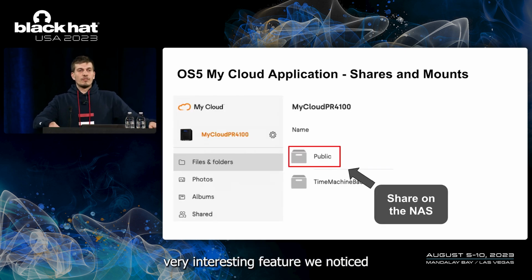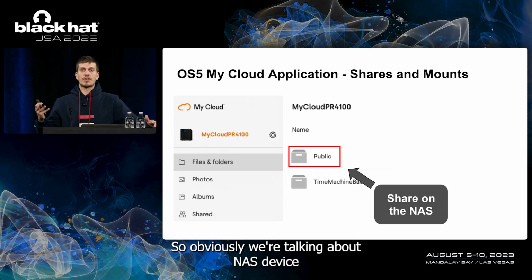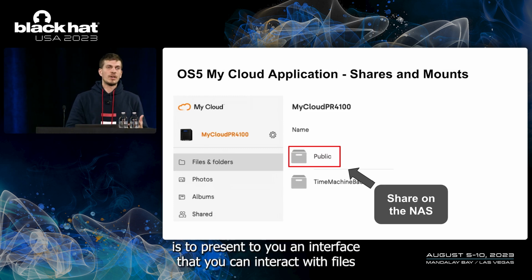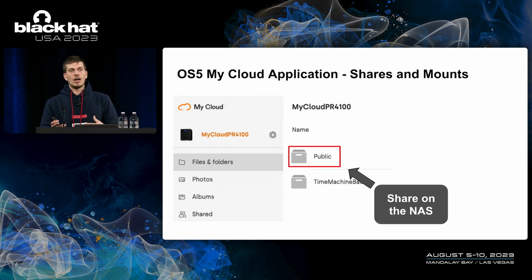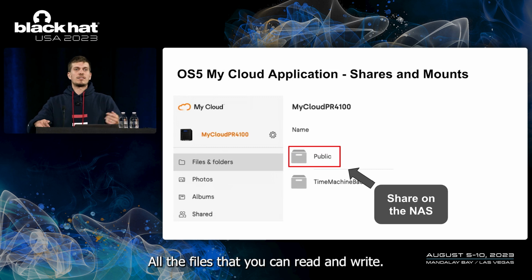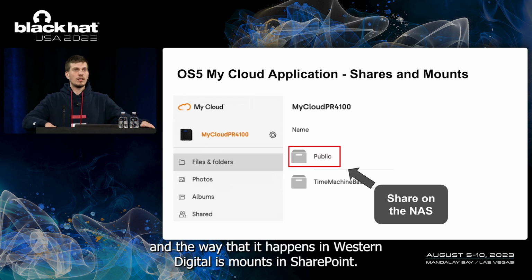One very interesting feature we noticed very early is the ability to create shares and mounts. So obviously, we're talking about a NAS device, and the most important capability of a NAS device is to present to you an interface that you can interact with files on your NAS through the network. So obviously, it will present to you in some kind of graphical way all the files that you can read and write, and these files are correlated somehow to hard drives on your NAS. And the way that it happens in Western Digital is mounts and share points.